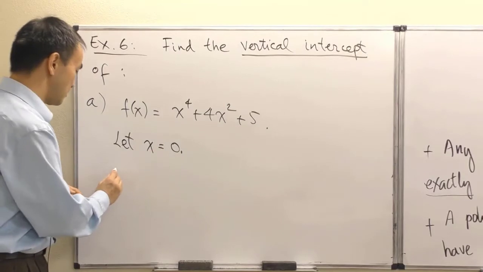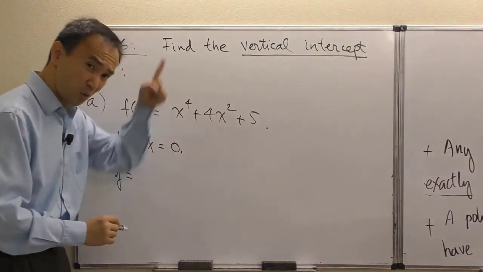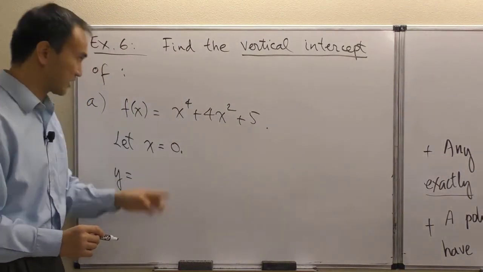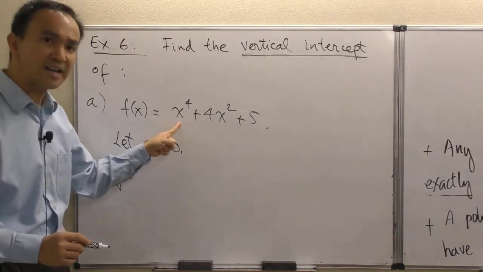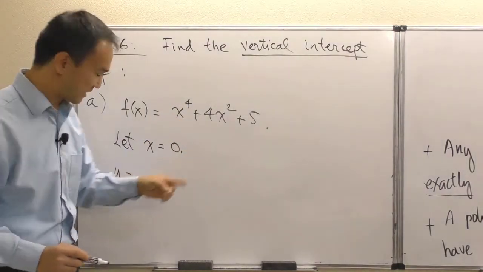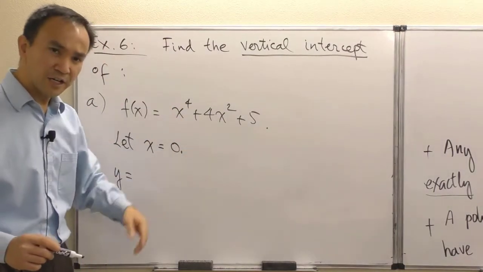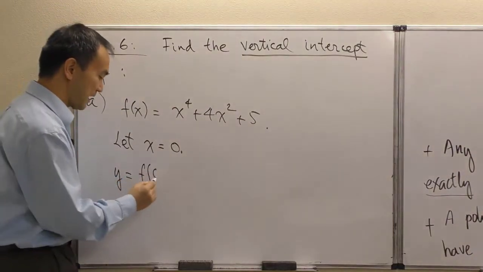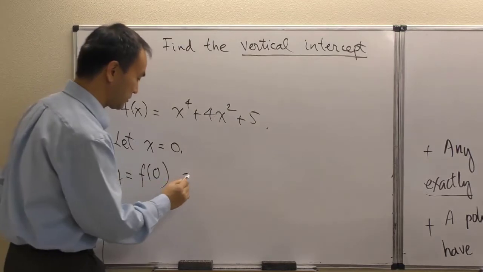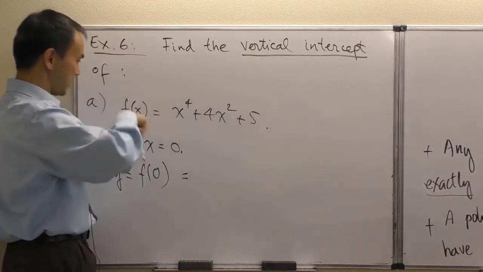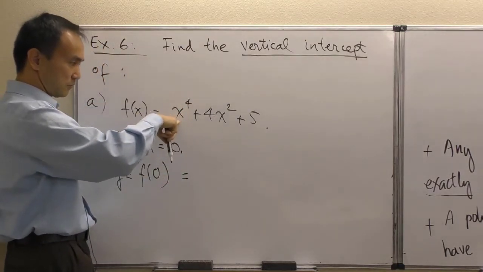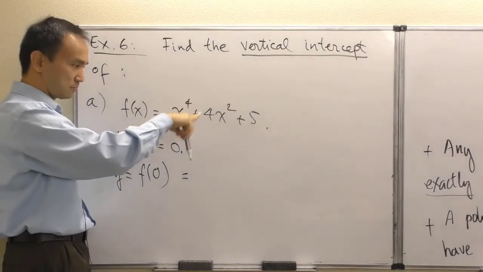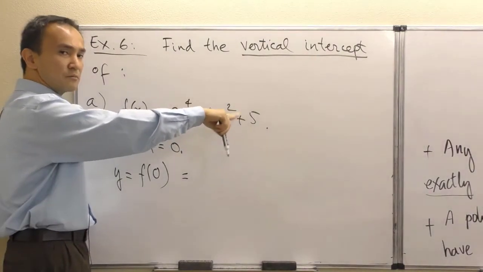So now that y value is on the y-axis, the vertical axis, because I'm using x as my input and y as my vertical output. So f of 0 equals... the rule of this function says we raise the input to the 4th power plus 4 times the input squared plus 5.